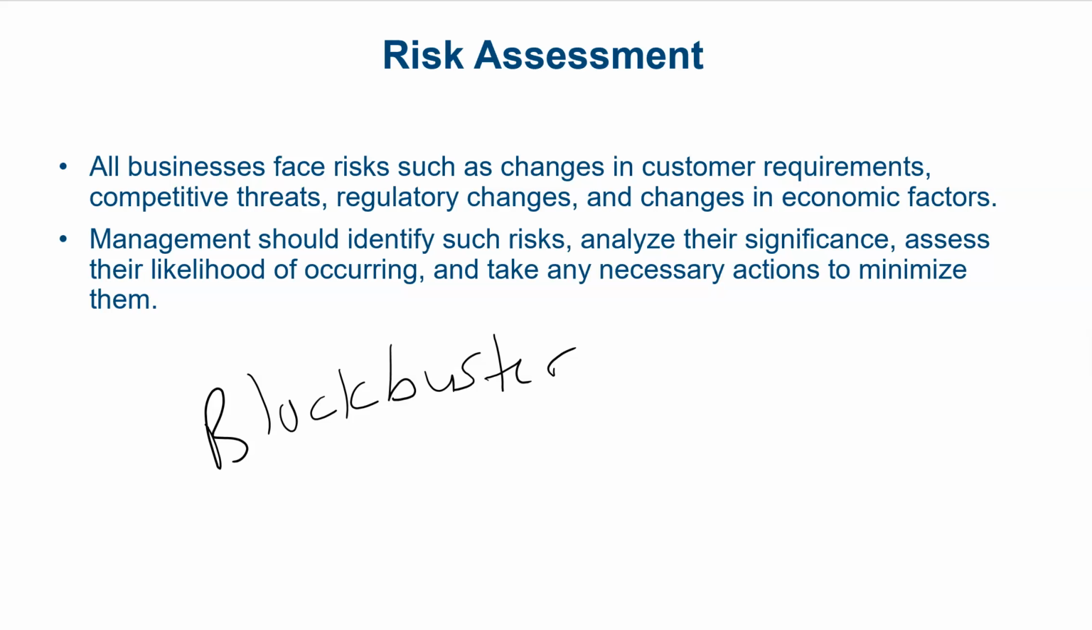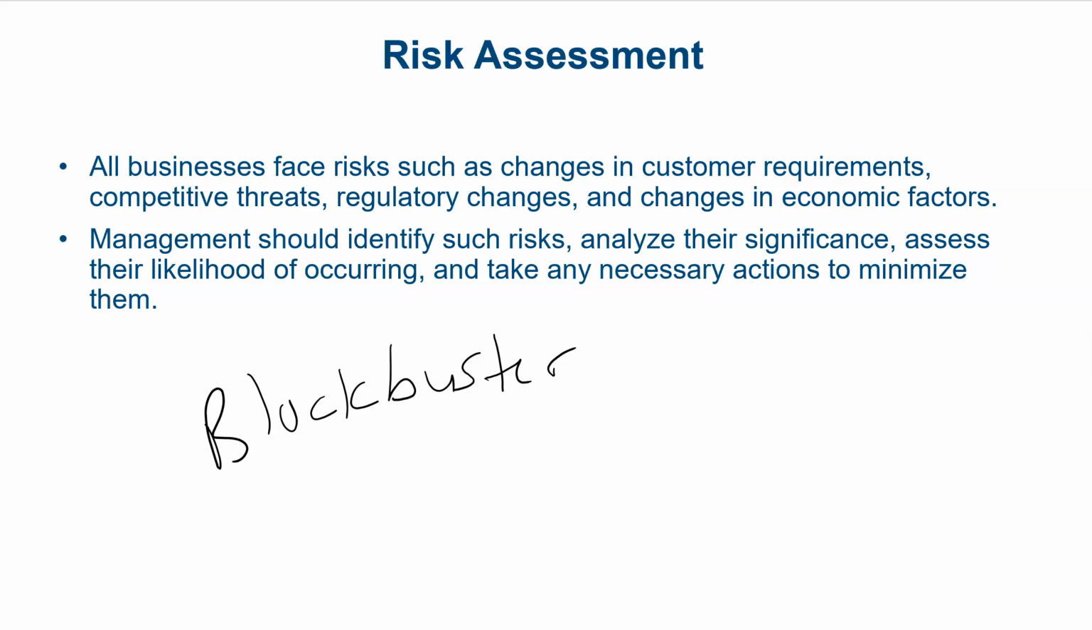So management should identify such risks, analyze their significance, assess the likelihood of them occurring, and take any actions needed to minimize them. Because when you're operating in a risky environment, like you're having trouble making profits, then that increases the risk of fraud. So, for example, what happened to WorldCom was that they started losing money because of shifts in technologies, and that was a risk that they weren't aware of. And then to make up for that, some fraud happened.